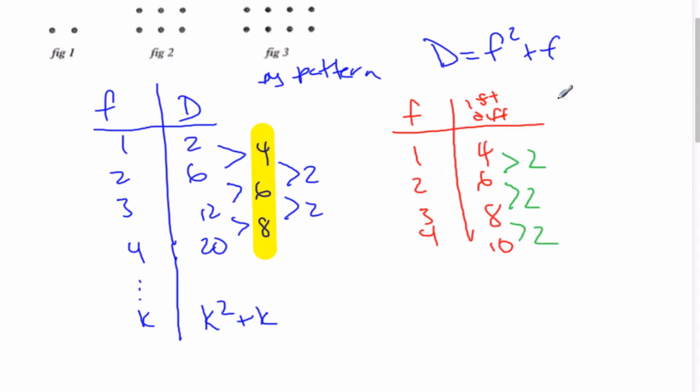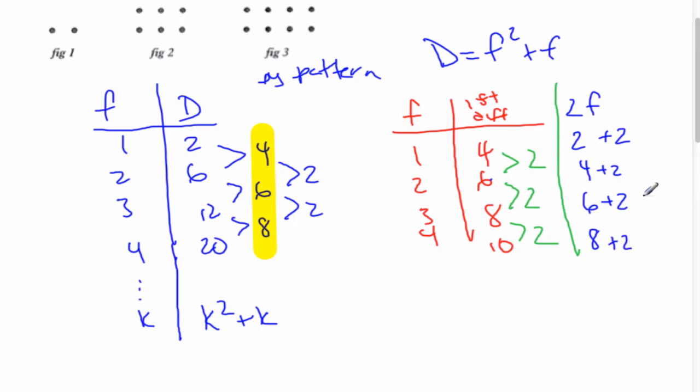So if I now say that this is 2 times f, this is 2f, I get 2, 4, 6, and 8. And so what do we have to do to 2f to get our first differences? It looks like it's just 2 bigger. So we have to add 2 to get the difference. 4 plus 2 will get 6. 6 plus 2 will get 8. 8 plus 2 will get 10. That looks like there's the pattern.